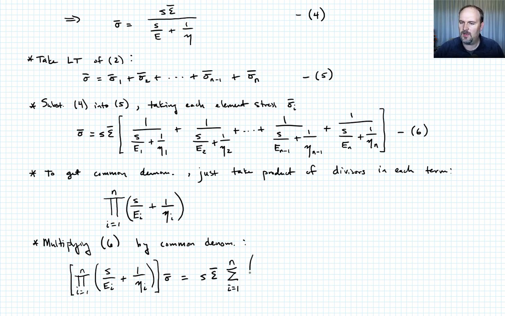And what is it the sum of? Well, it's the sum of this product term from j now equals 1 to n of s over E_j plus 1 over eta_j, except one thing we need to be aware of here, and that is that this term looks the same as this, except it's been divided by whatever the denominator term was, so it's only the case for j not equal to i. Okay, let's call that equation 7.